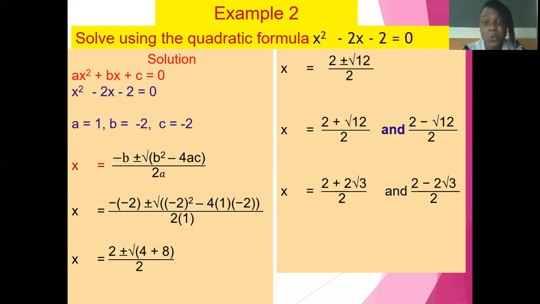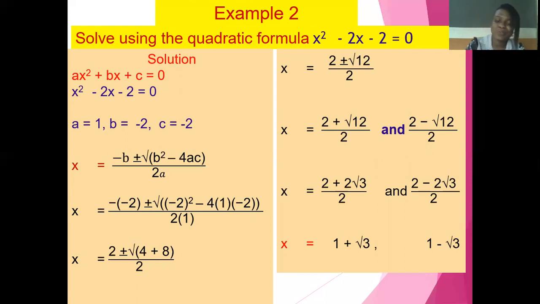So in this case now, we can use 2 to divide each of the 2 terms. So this will now leave us with 1 plus root 3 and 1 minus root 3. So that's our answer for this second example.